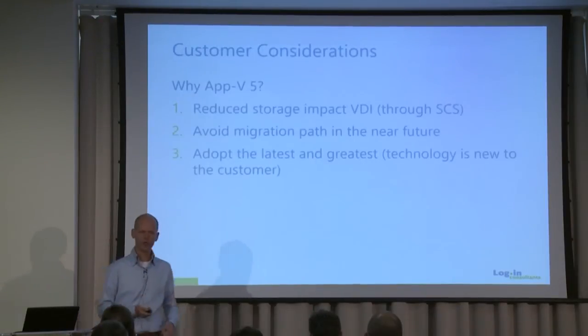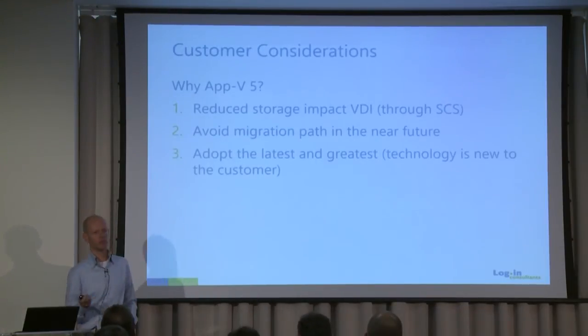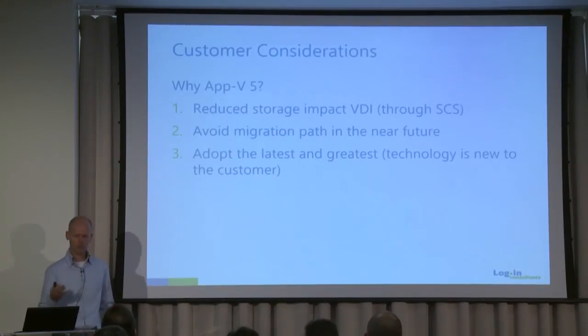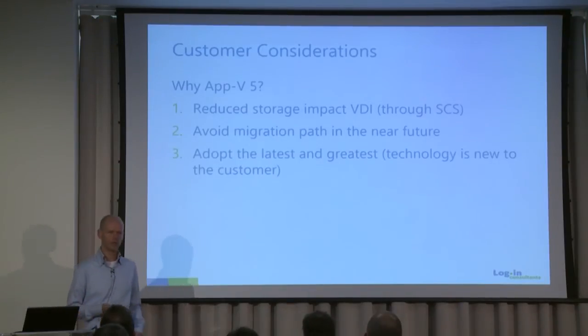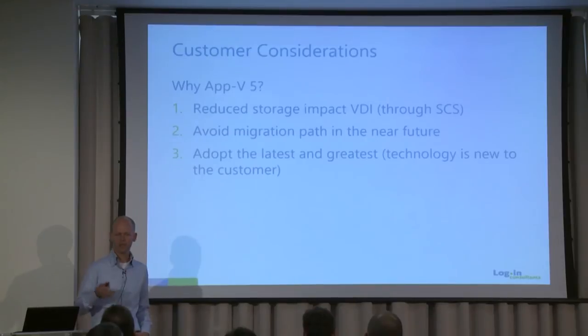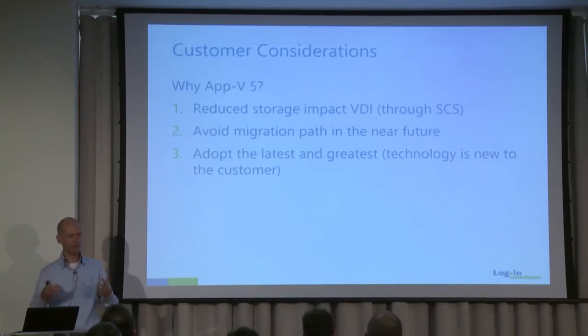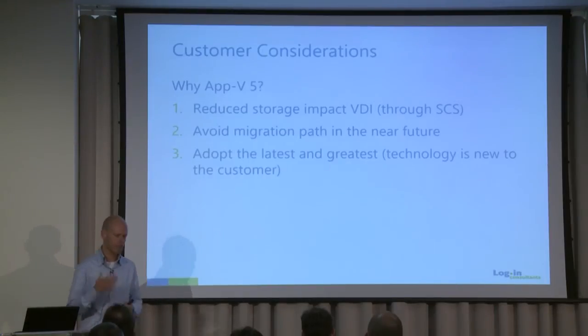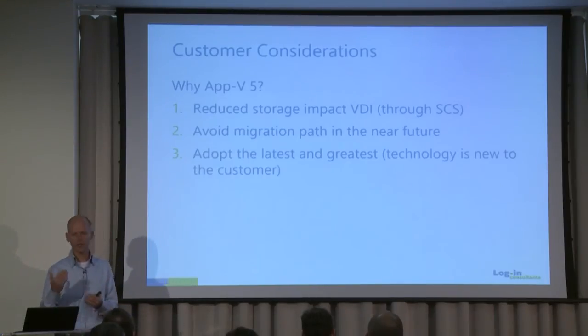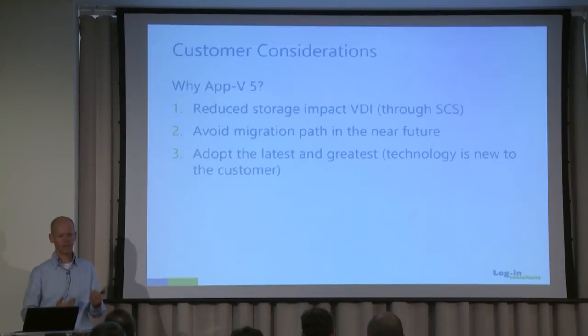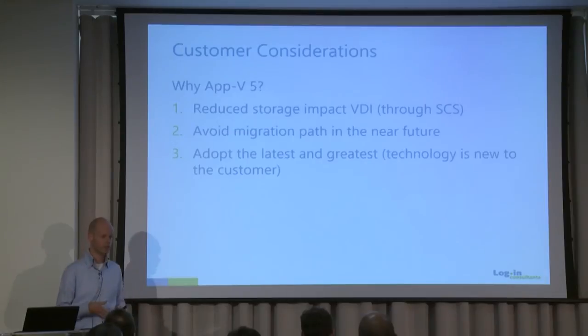So why did we go to AppV5? We did a workshop explaining the differences, and the reduced storage impact was the main driver. They had their VDI environment already, not fully designed, but they had decided to use Fusion I/O for fast IOPS, and obviously those storage cards are pretty expensive. So the less storage they could put on those machines, the better. That was a real big driver.